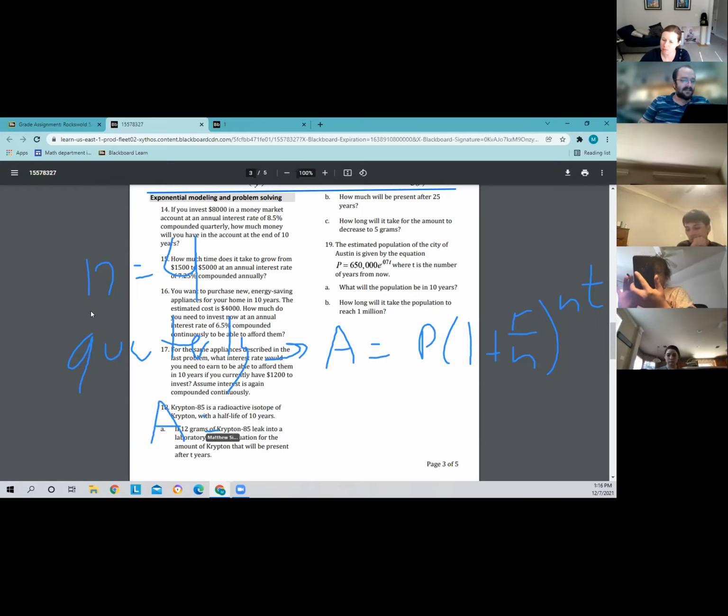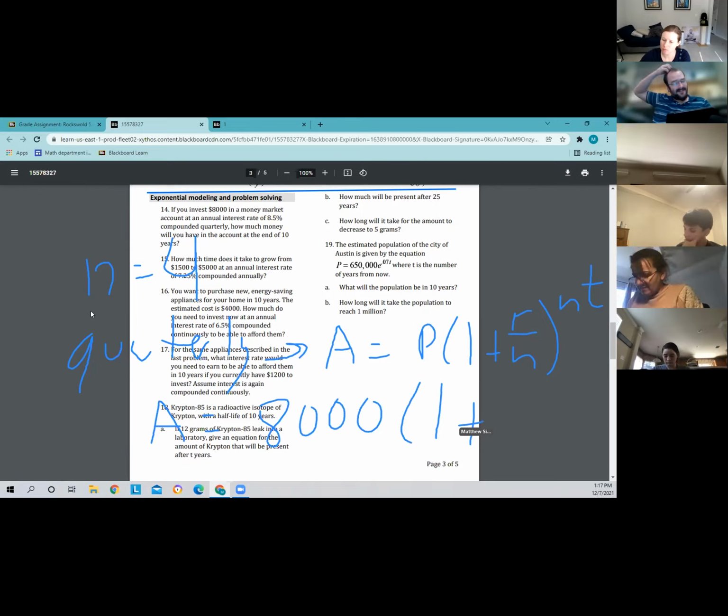So if you invest 8,000 in a money market account, how much money will you have in the account at the end of 10 years? What variable are they asking for? A. Yeah, the money at the end of the 10 years is the accumulated amount, or the A. What's my principal then? 8,000. What is 1? 1. R is 0.085.